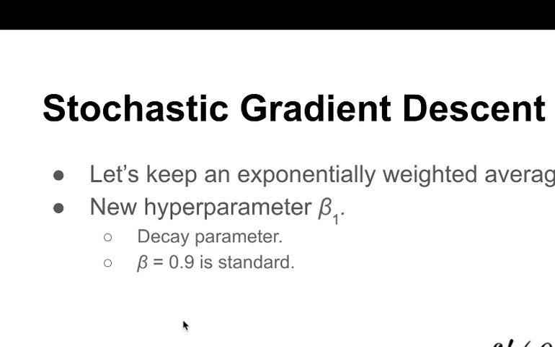Now we define stochastic gradient descent with momentum. So let's keep an exponentially weighted average of our previous gradients. These are your previous gradients. It's recursively defined. So all you're doing is adding your new gradient to the term, keeping the past gradients in mind, right? And now you just perform the same update, but with the past gradient now. So now what this gives you is something that looks like this.